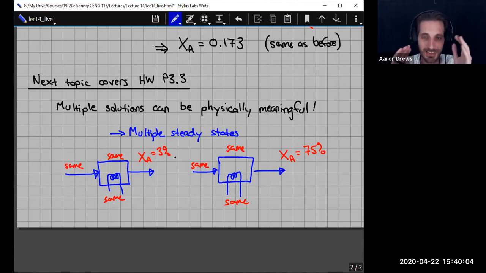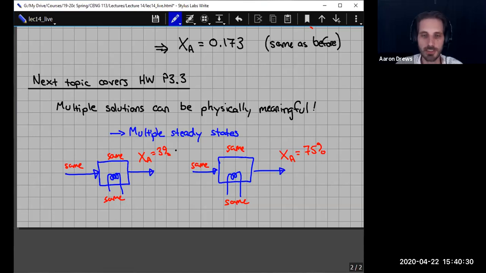This is one of the neatest things. I think it beats even the other two reactors that we're going to see later. The other two reactors can't have multiple steady states. Only this reactor can have multiple steady states, at least under the models that we're working with. If you have more complicated models, yeah, you can have multiple steady states. But this is a really neat topic. It's so cool that suddenly those other solutions are actually meaningful.